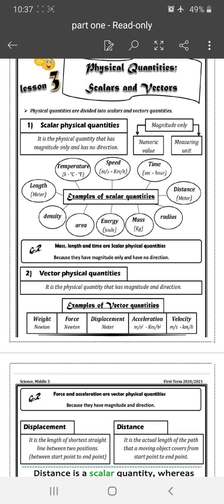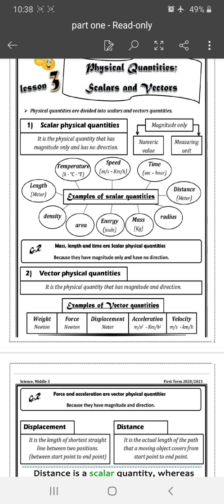But physical quantity has two types, which are scalar and vector. First, let's know what is meant by scalar and vector. Any physical quantity, as you know, has magnitude, and magnitude means the numerical value, the number, and measuring unit. For example, the measuring unit of length is meter or centimeter, the measuring unit of energy is joule, the measuring unit of mass is kilogram, the measuring unit of area is meter power 2 or centimeter power 2. So any physical quantity must have a numerical value and measuring units.